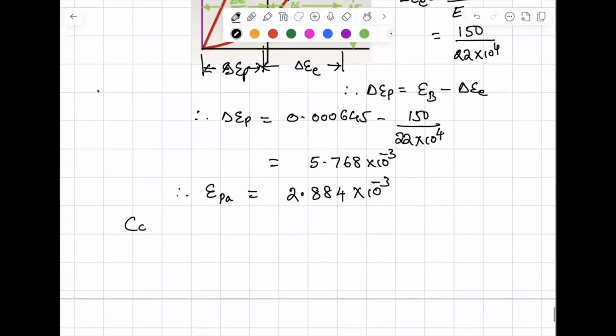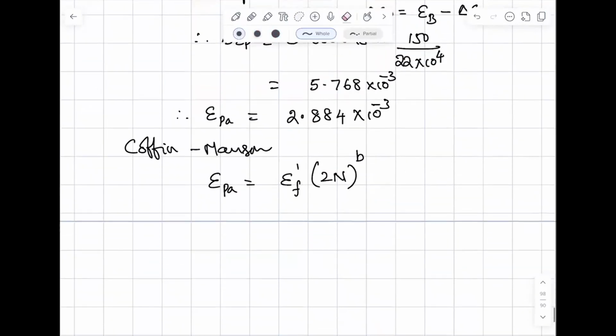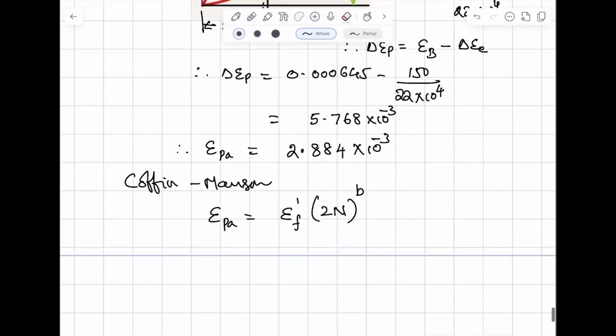Now, our Coffin-Manson relation says epsilon PA is equal to epsilon F dash times (2N) power B. So 1 by C. 3.68 into 10 power minus 5 is the delta epsilon P I'm getting. This is okay. One minute, let me check the calculator.